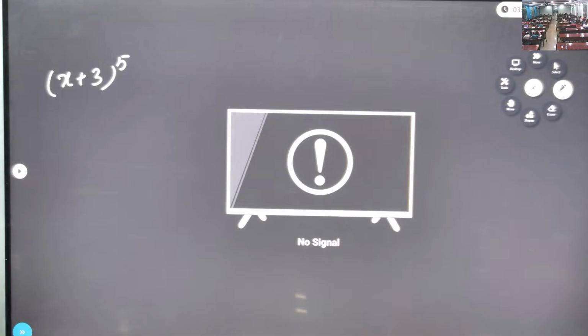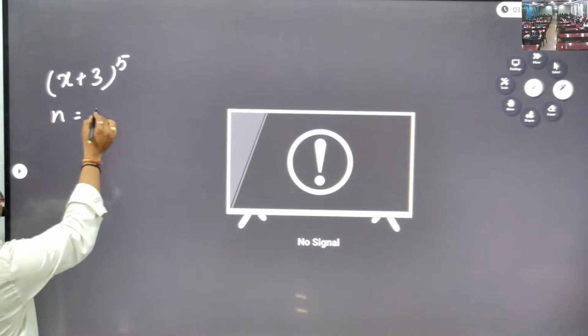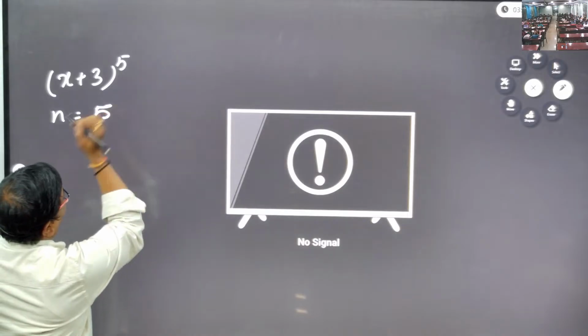So what is your n value? N value please. N value is 5. That is good. N is equal to 5. That is very good. Well and fine.